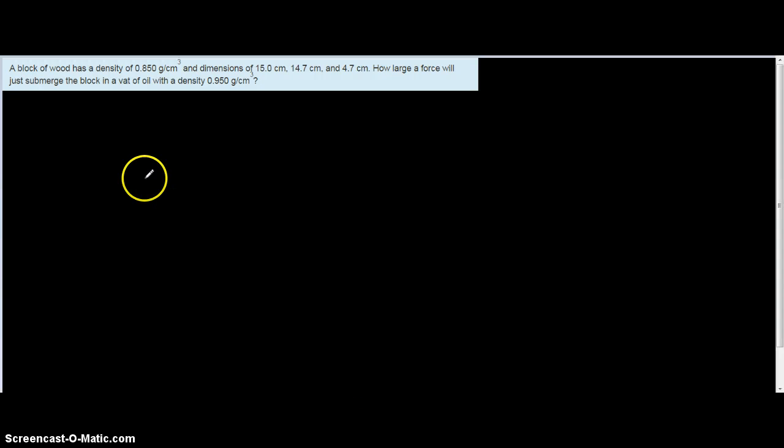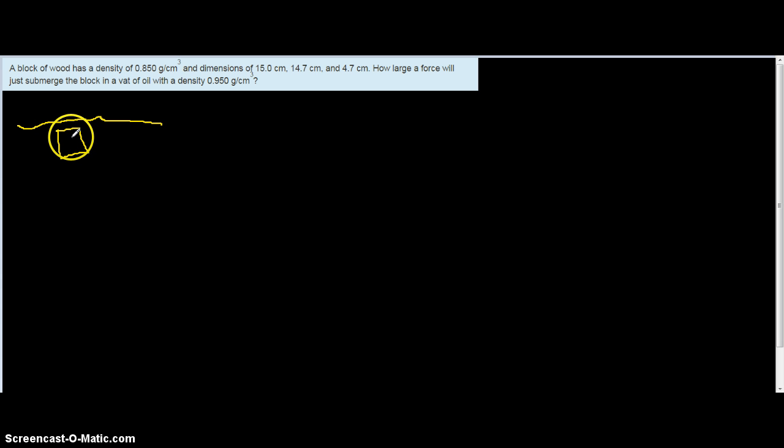So in this problem, we're asked to find how large of a buoyant force will just submerge the block in a vat of oil, with both densities of the oil and block of wood being known. Rather than thinking in terms of just equations, let's draw the picture and seek to understand the problem. There's my block, there's the oil that it's in.